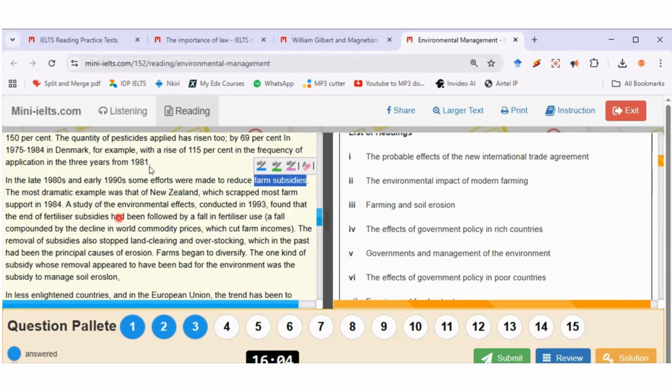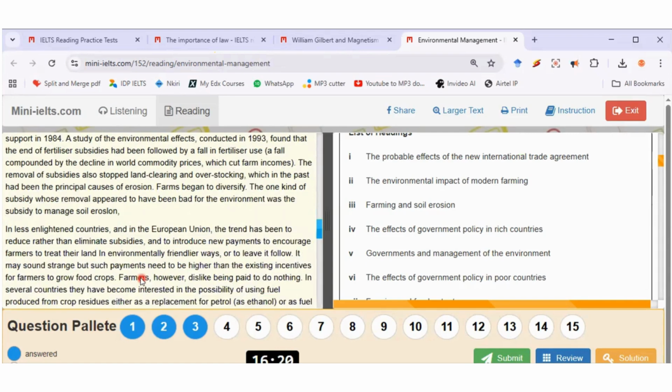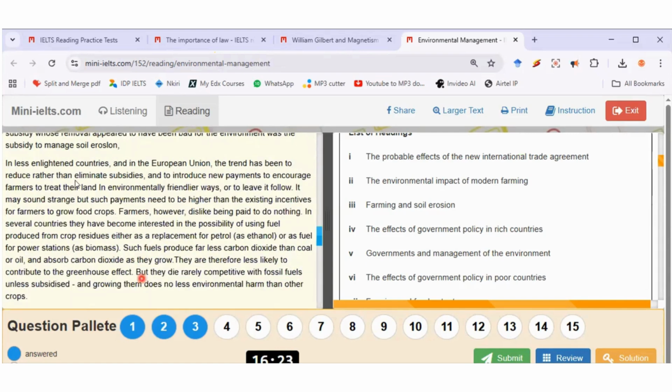So they stopped government policies, ended farm subsidies, and certain things happened. Farms began to diversify. The one kind of subsidies whose removal appeared to have been bad for the environment was the subsidy to manage soil erosion. In less enlightened countries, and in the European Union, the trend had been to reduce rather than eliminate subsidies, to introduce new payments to encourage farmers to treat their land in an environmentally friendlier way.